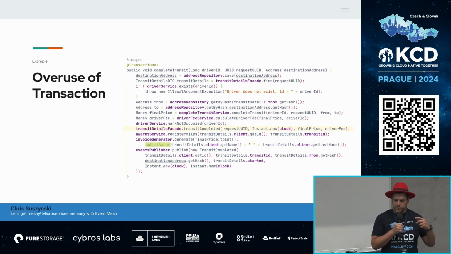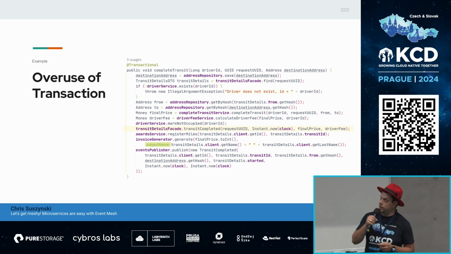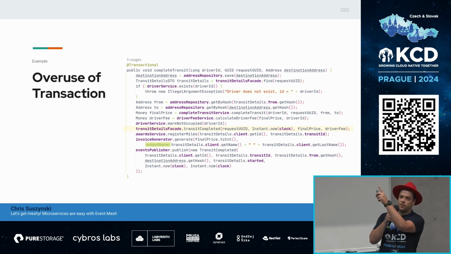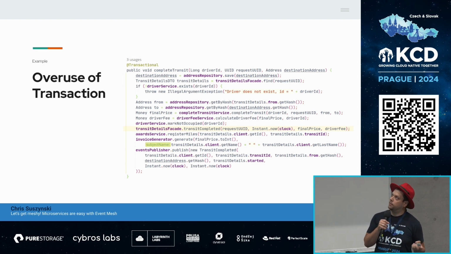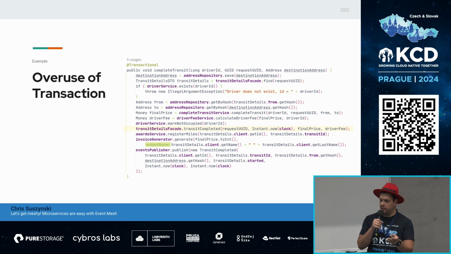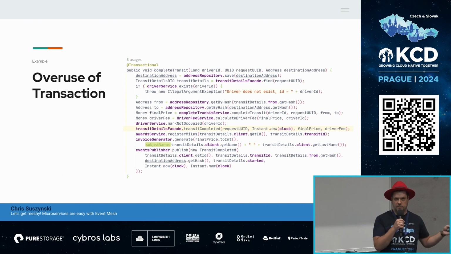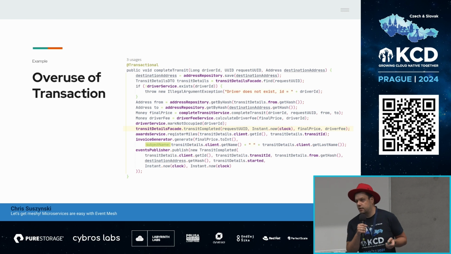And in this complete transit method, you could see the first thing that is written on the top is transactional. And what does it mean? Well, it means what it's saying, right? So every operation inside of this method will either succeed or none of those will actually be applied, right? So we are forcing transactional behavior here. And this is not the real world, right?